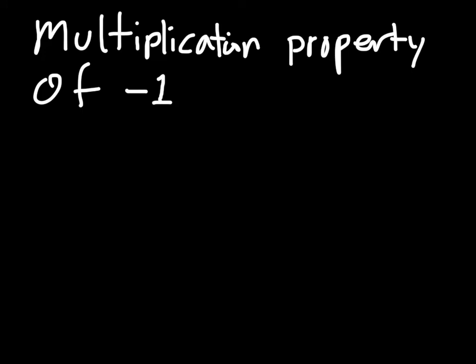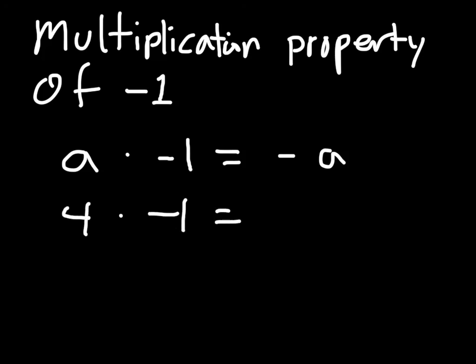And then finally the last property we'll talk about is the multiplication property of -1. This one states that if you have a number A times -1, that A will change signs. It'll become -A, or the opposite of A. So if we have 4 times -1, that'll give us the opposite of 4, or -4. If we have -2 times -1, that'll give us the opposite of -2, which in this case is +2. So just think opposite when you see that -1 being multiplied by a number.